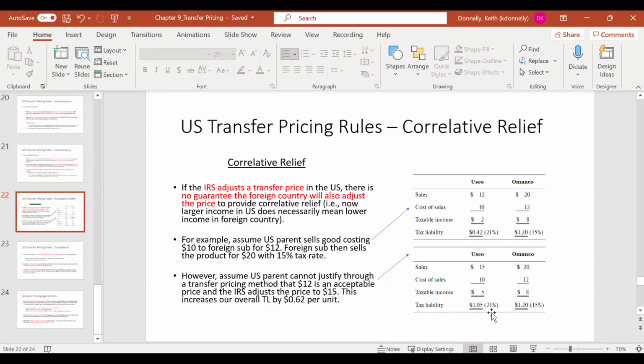But the other problem is if they adjust you here negatively, there's no guarantee the other country is going to come in and adjust you favorably. It could just stand the way it is. So you're stuck with kind of the worst of both worlds.